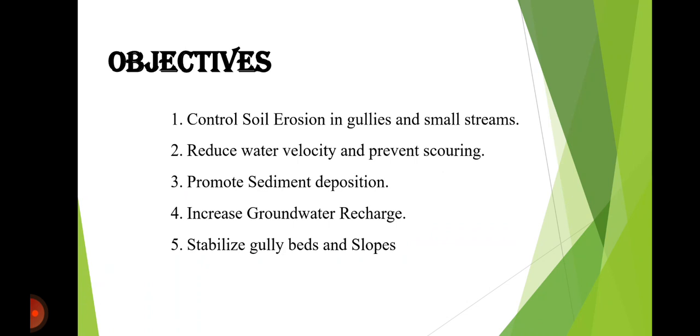to prevent the further deepening and the widening of the gullies, to protect the agricultural land and the downstream structures, to control the soil erosion in gullies and small streams, to reduce the water velocity and prevent scouring, to promote the sediment deposition, increase the groundwater recharge, to stabilize the gully beds and the slopes.